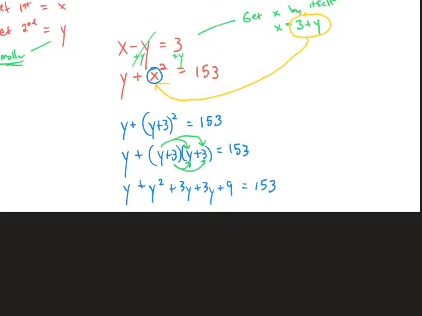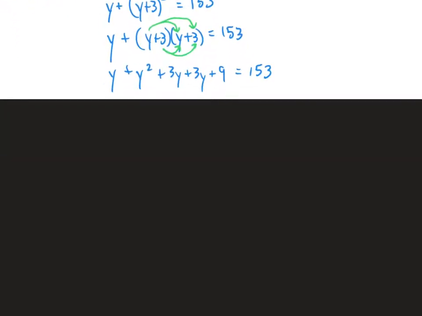All right, so we've got y plus y squared plus 3y plus 3y plus 9 equals 153. So I'm going to put together our like terms. We've got 7 y's there in addition to the y squared plus 9. And ultimately, we'll want to set almost all of these equal to 0. So that 153, we're going to subtract that and then set that equal to 0.